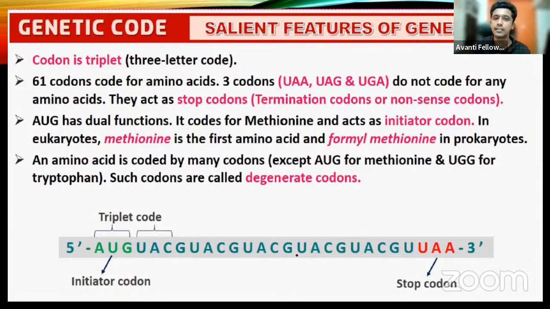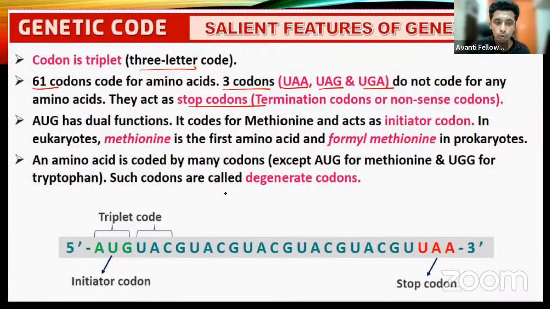So let us see the characteristics or salient features of the genetic code. The code is triplet. Always the code is a 3-nucleotide sequence. So 61 codons code for amino acids, and the 3 codons do not code for any amino acids. These codes are UAA, UAG, and UGA. Very easy to remember. So these are called nonsense codons, or they're also called termination codons or stop codons. Why are they called that? Because they do not code for any amino acids and they help in the termination of the translation process.